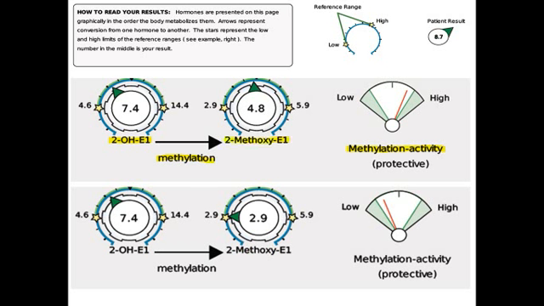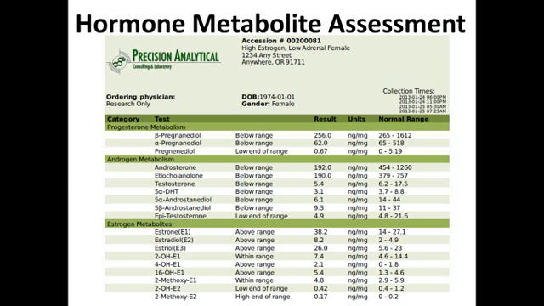You can see for these two patients, they have identical 2-hydroxy estrogens, but their 2-methoxyestrogens are quite a bit different. The one on the top is quite a bit higher, and so you can see that this 4.8 on the dial is a little bit higher than what the 2-hydroxy parent hormone is, and so that methylation activity is relatively high. On the bottom, the relative activity of the methylation is a little on the lower side, as that process of methylation is less efficient for that person. Those will help you gauge how the body is metabolizing at different steps.